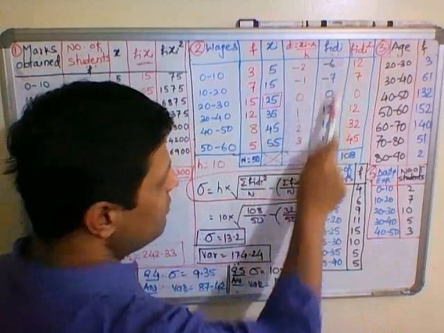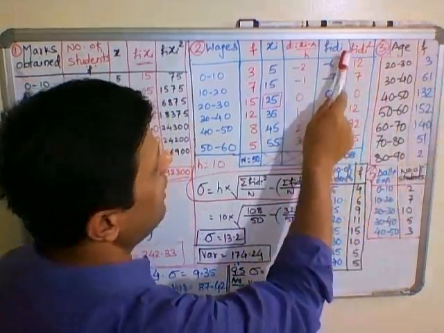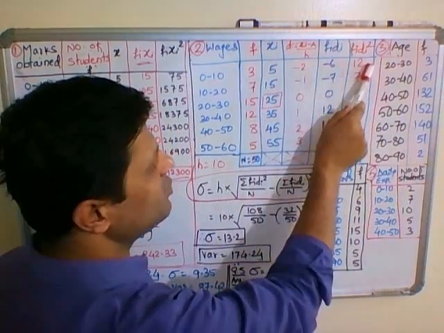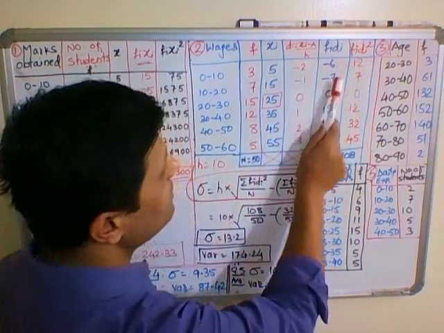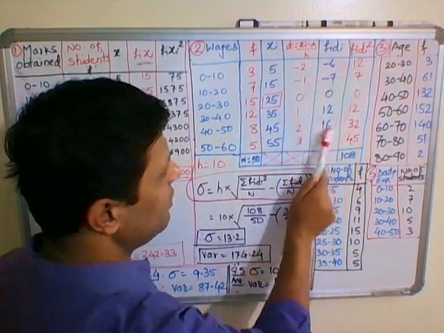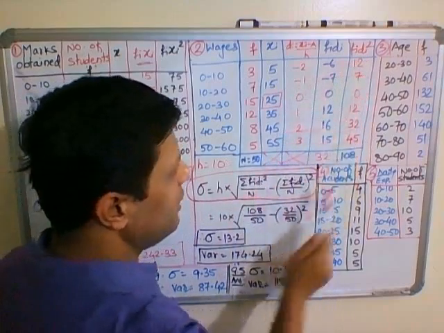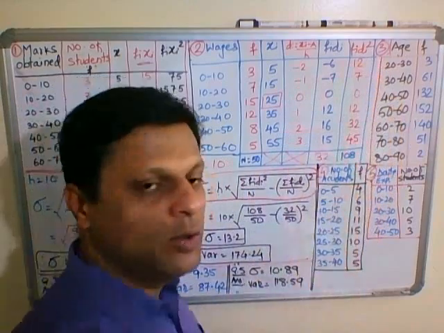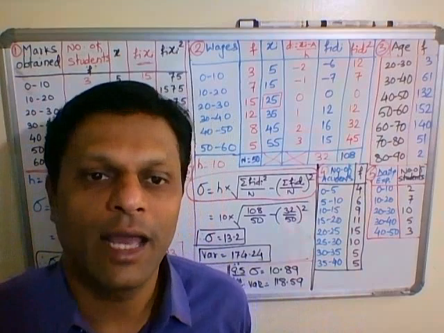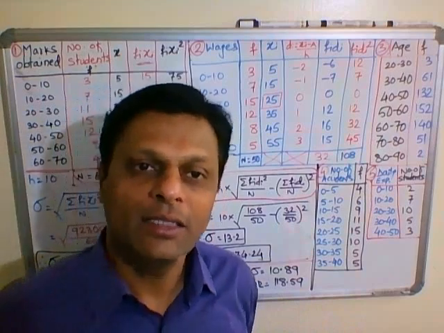So fidi is already with us, so we'll save our time. fidi into di: minus 6 into minus 2 becomes positive 12. Then minus 7 into minus 1, 7, 0, 12, 32, 45. We need the total for it. The total is calculated. Now we have all the values required for calculation of standard deviation by the step deviation formula.